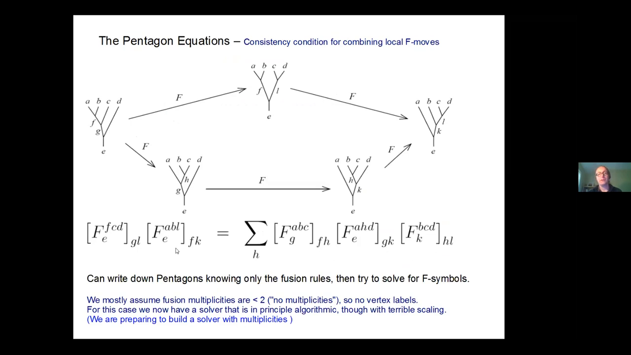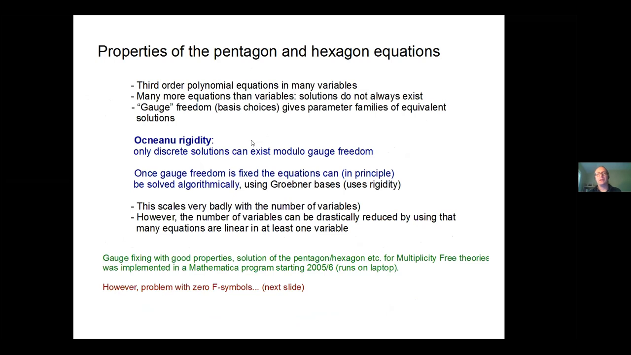So very often, the equations are actually only linear in each of the variables that occur here, or at least in some of the variables. But there will be some that are third order. Okay. So there are many more equations than there are variables, just because you have more ways of choosing fusions of four objects than fusions of three objects. And there's a gauge freedom, which I will show on the next slide, which gives you parameter families of equivalent solutions if you have solutions. There aren't always solutions, of course.